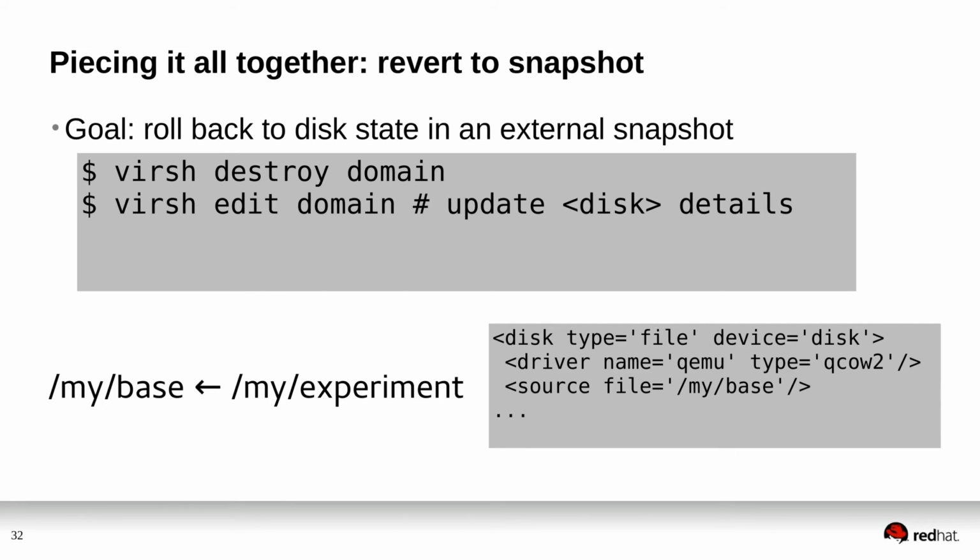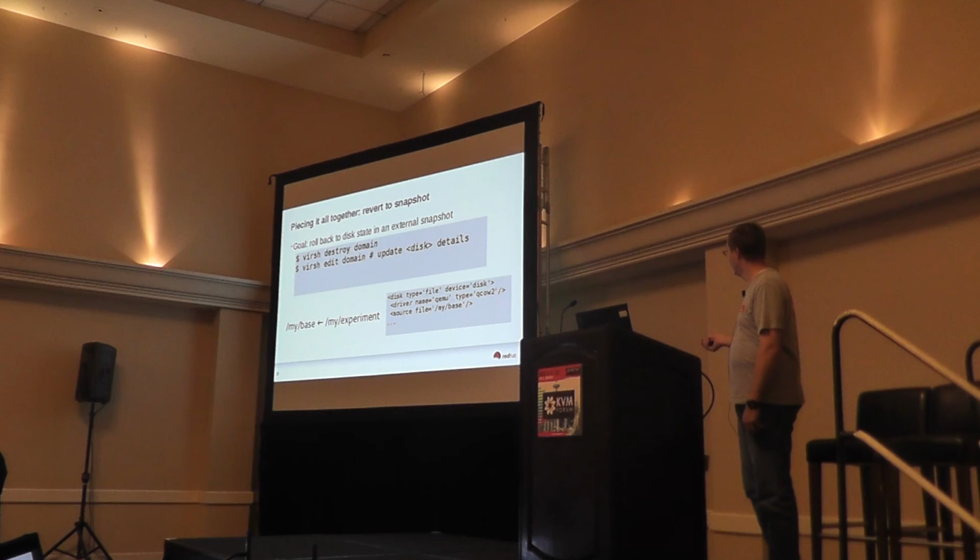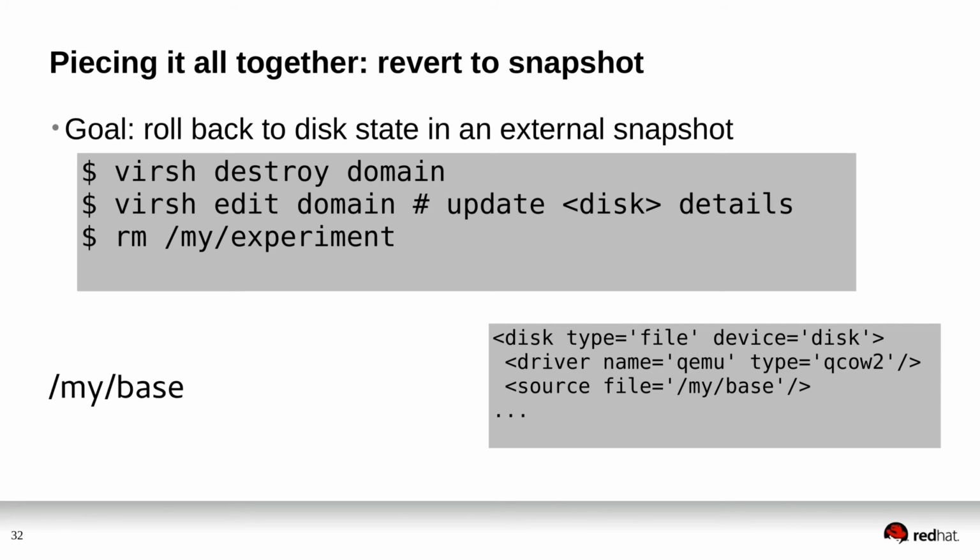Edit the domain. I'm going to take my experiment and edit it back to my base. Remove the now dead experiment and start my domain again. And I've reverted to my external snapshot.